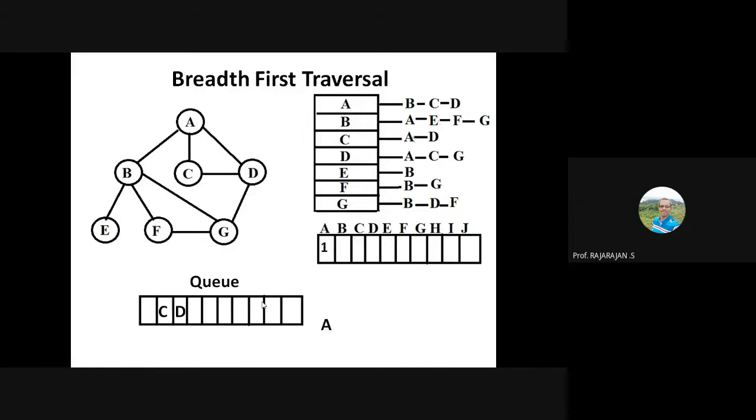So B is chosen, it's marked as visited, and it is printed. Now the adjacent of B have to be inserted: E, F and G. Now you have to repeat. Choose the first from the queue, mark it as visited, print it, and insert the adjacent of C which has not yet been considered. So D is already included. A is also already traversed. So nothing needs to be done.